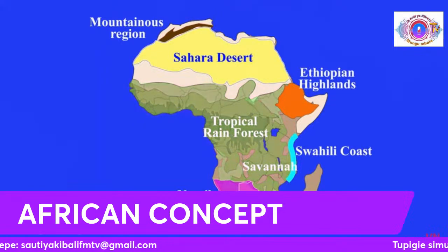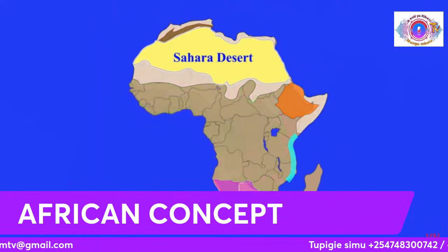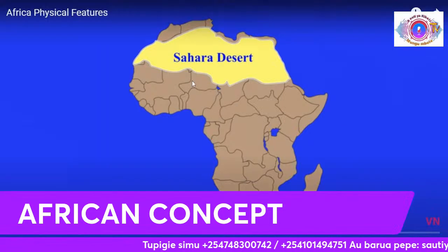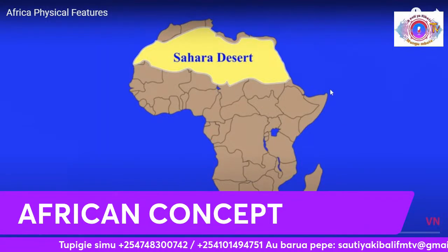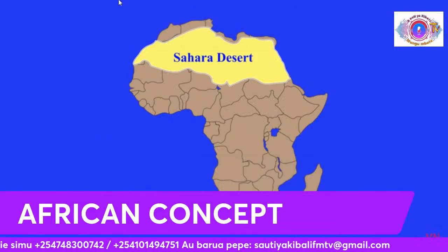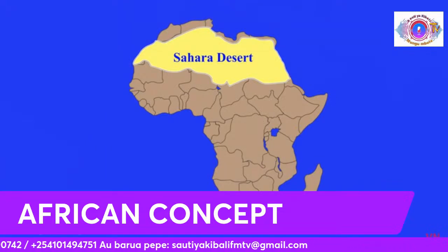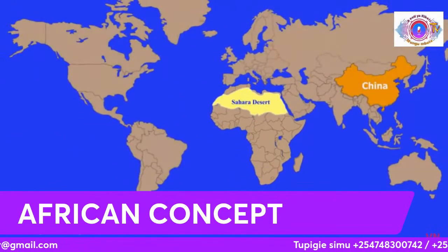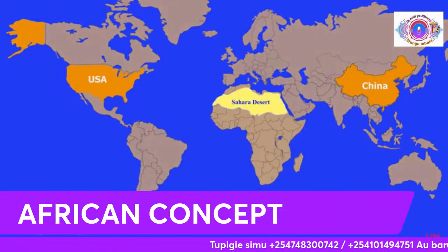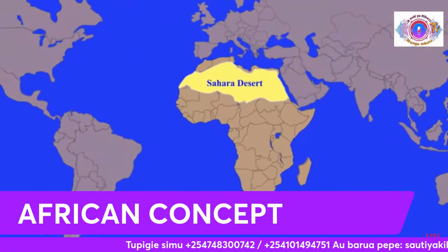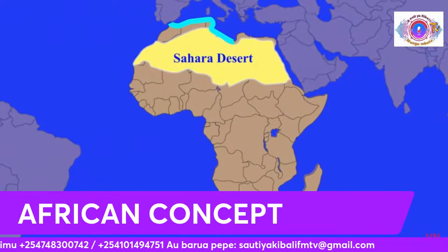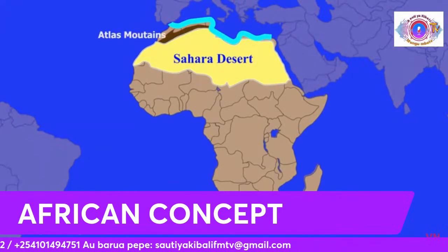We talk about the first division, and that is the Sahara Desert. It is the largest hot desert in the world and the third largest desert overall after Antarctica and the Arctic. It has an area of 92 lakh square kilometers and is comparable to the area of China and the United States.